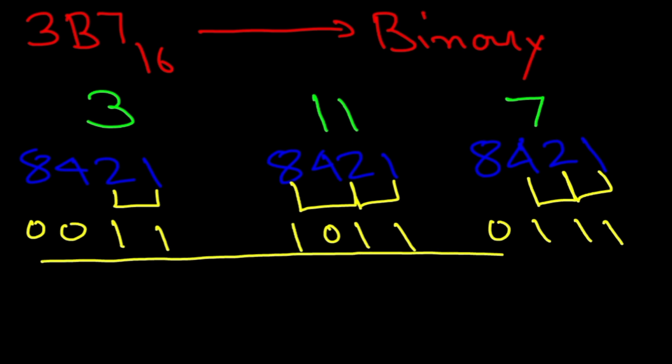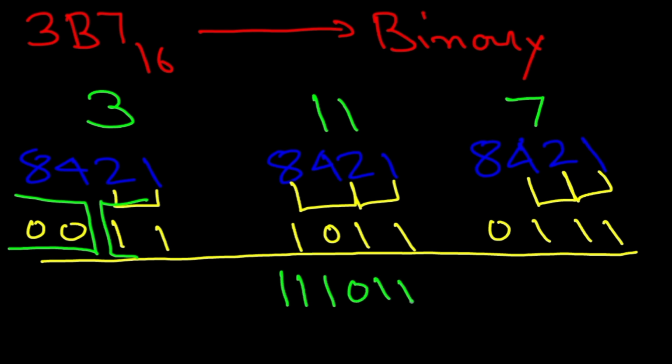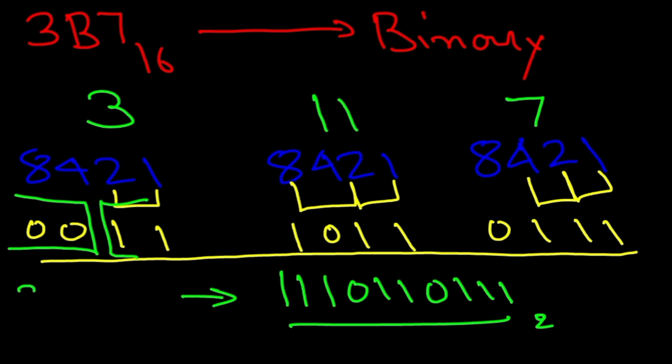Now we concatenate these binary numbers. We don't write the leading zeros on the left. We will start from the double 1. It gives 1 1 1 0 1 1 0 1 1 1. This is the binary of hexadecimal 3B7.